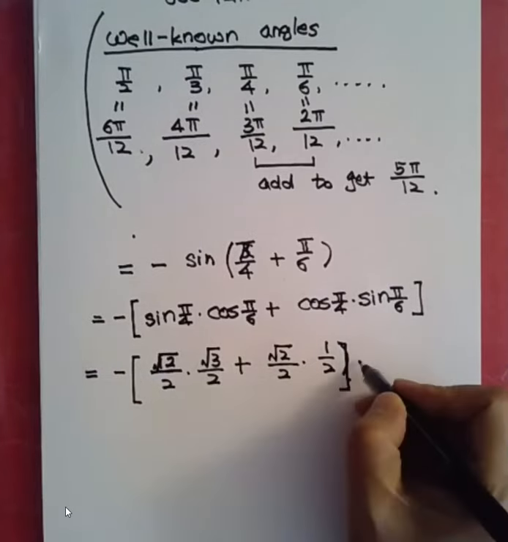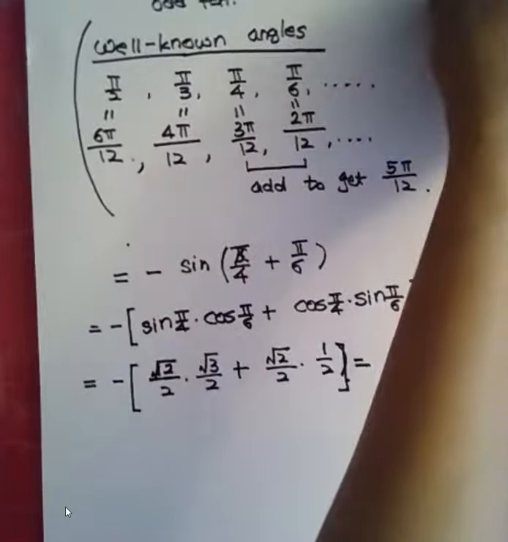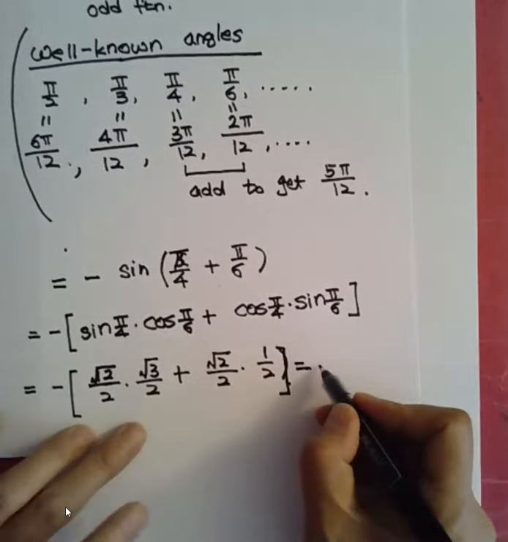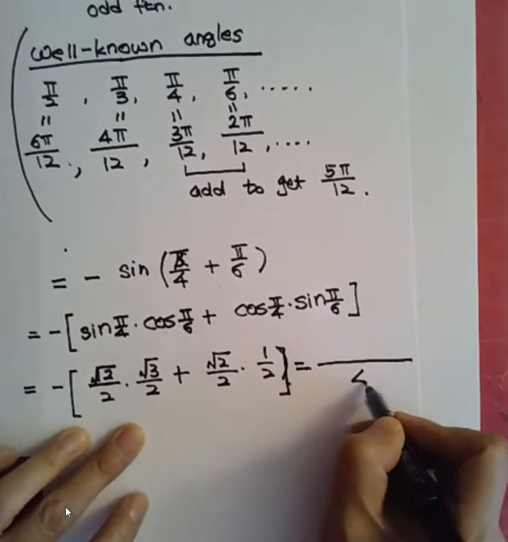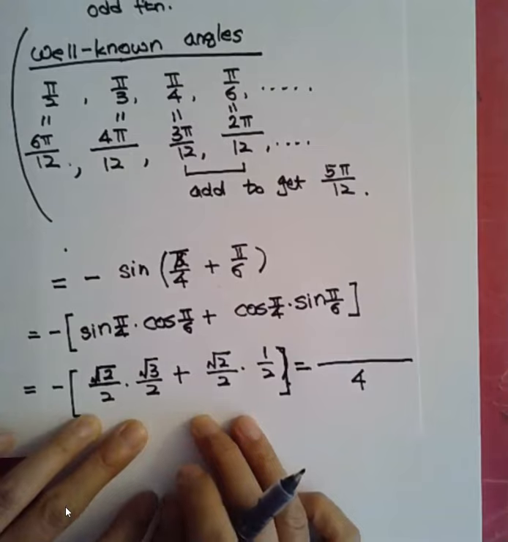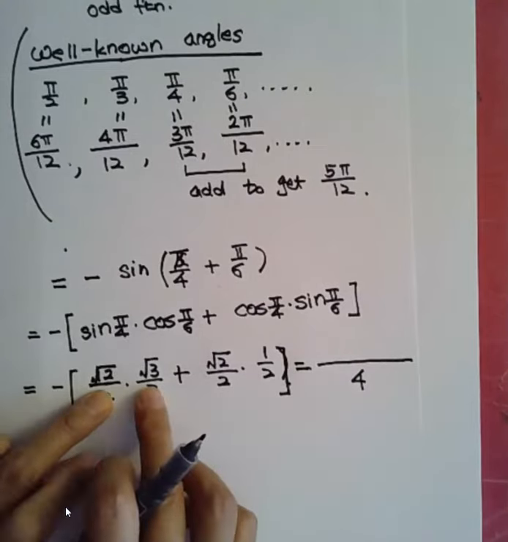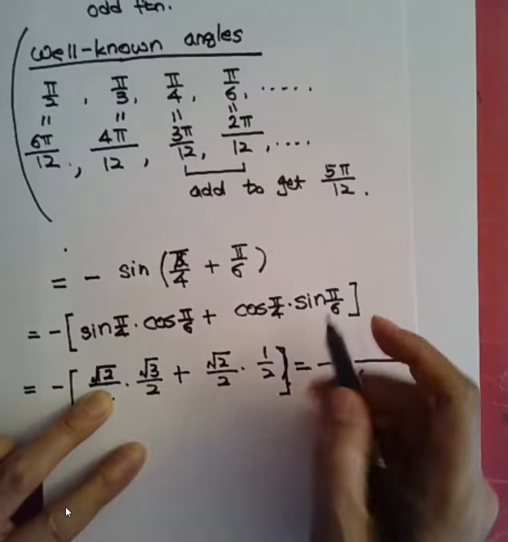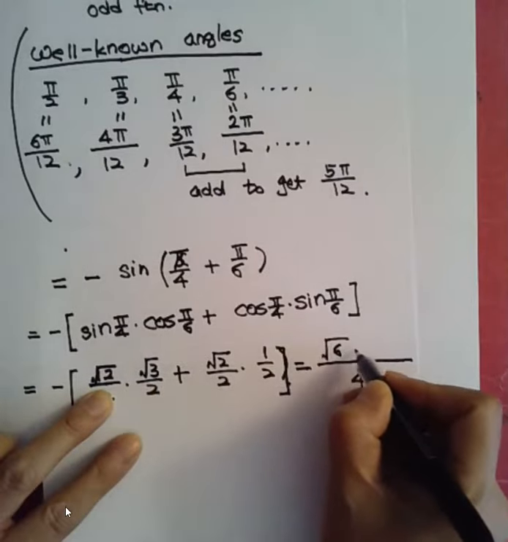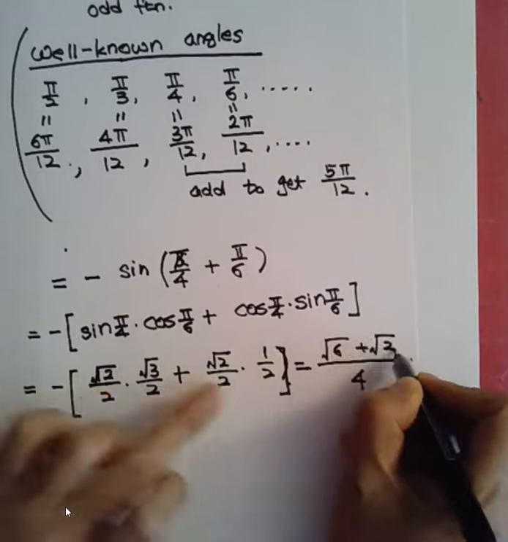We have the denominator 4. Those have a common denominator, so we can combine the two terms together with the common denominator 4. Then the first one will be square root of 2 times square root of 3, which is square root of 6, plus square root of 2.